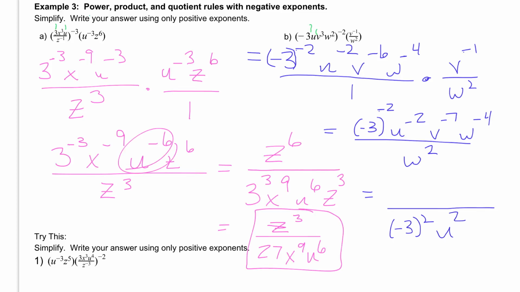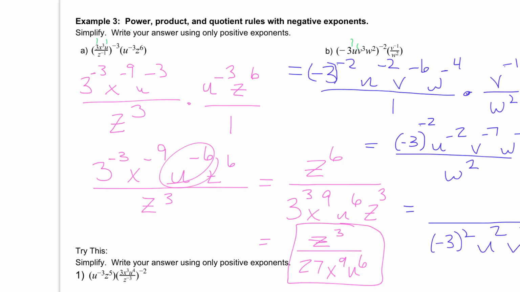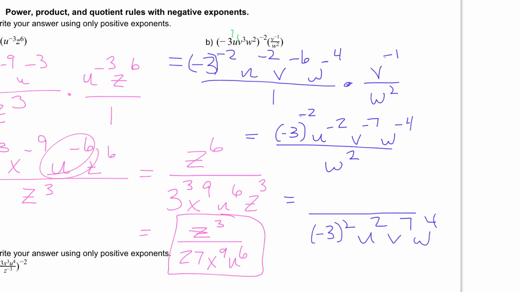And our v to the negative 7th comes to the bottom to make it v to the 7th. And our w needs to come down here as well. Then if we take a look, we still have our w, oops, I'm going to move this over just a little bit. Our w to the second down here will stay, so we have a w to the second down on the bottom. Since there's nothing left on the top, we still have our 1 there.